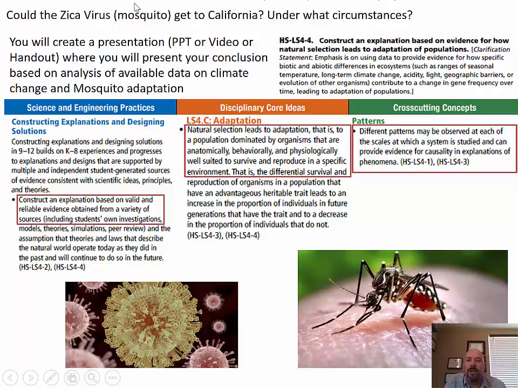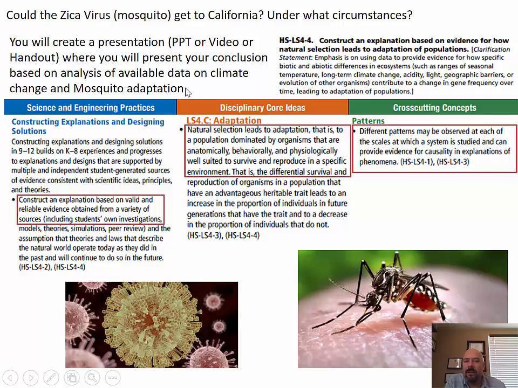So here's a guiding question, and the Zika virus has been in the news, and it's something that kids understand and is relevant to them in some degree, and it's kind of scary. The way a task could be set up is students are asked to create some sort of a presentation where you have to come up with some sort of a conclusion based on an analysis of data on climate change and mosquito adaptation.